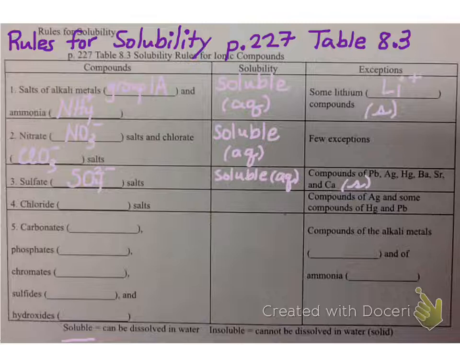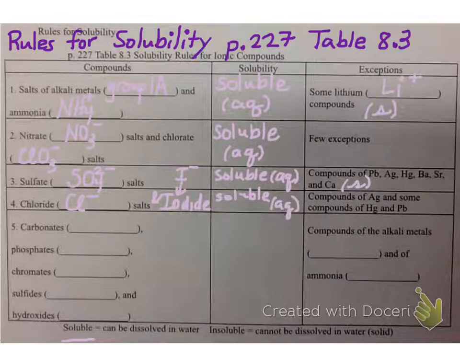Rule number 4, chloride and iodide salts. Chloride is Cl, -1. Iodide is I, -1. And for solubility, they are soluble. Again, that means they're going to be in the aqueous state of matter.